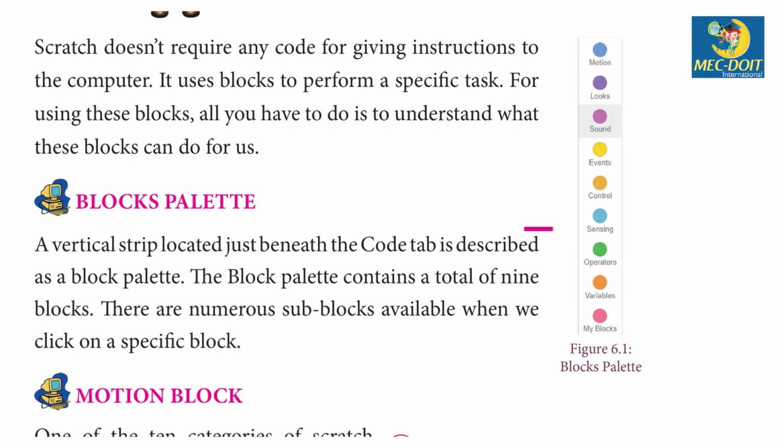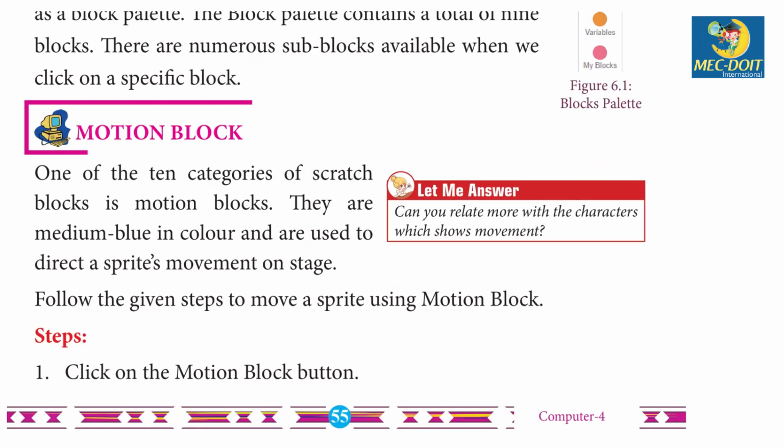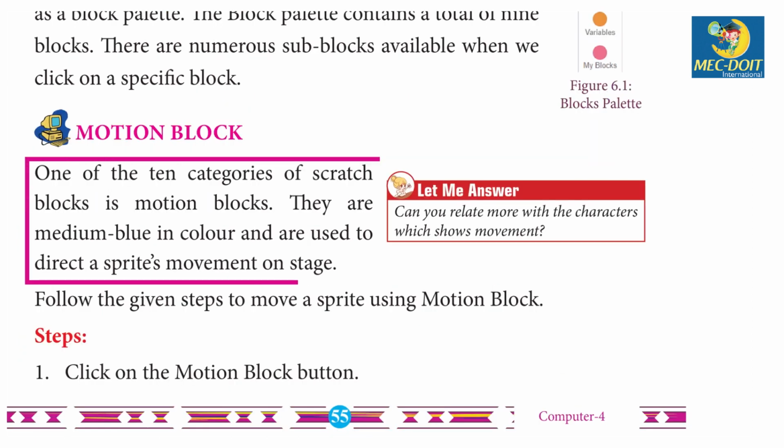Blocks palette. A vertical strip located just beneath the Code tab is described as a block palette. The block palette contains a total of 9 blocks. There are numerous sub-blocks available when we click on a specific block. Motion block. One of 10 categories of Scratch blocks is motion blocks. They are medium blue in color and are used to direct a sprite's movement on stage.